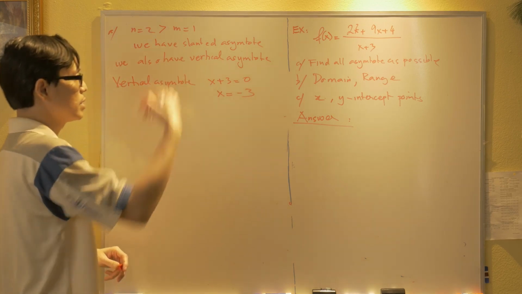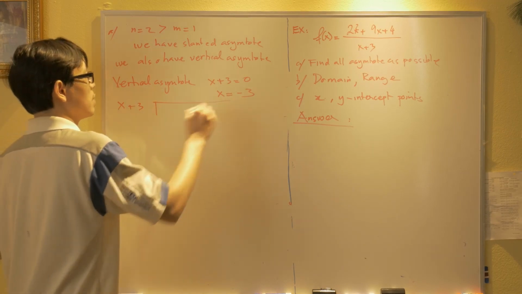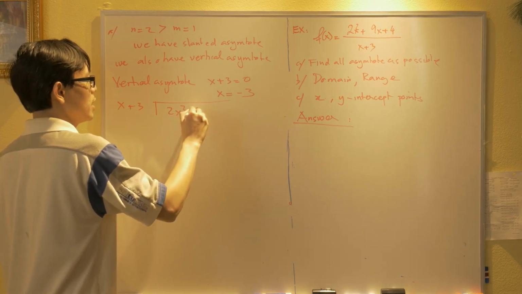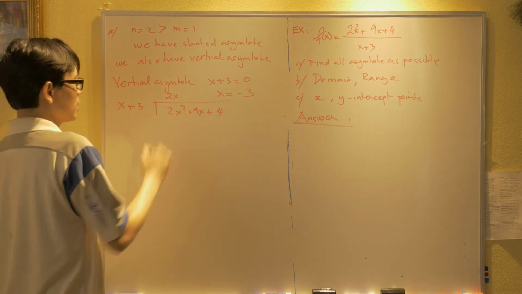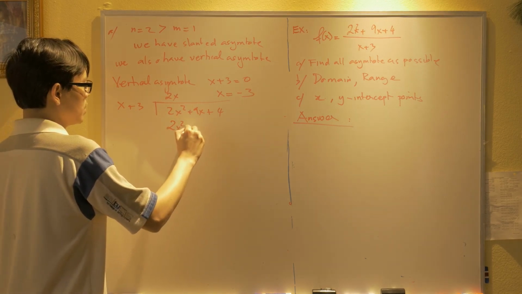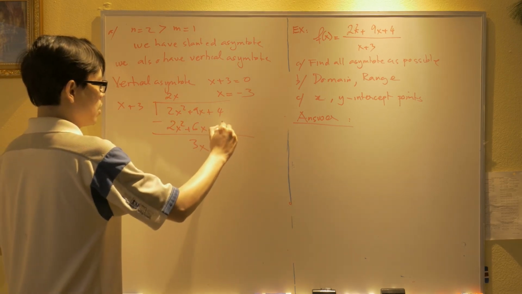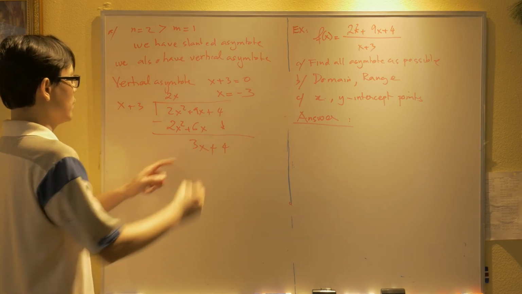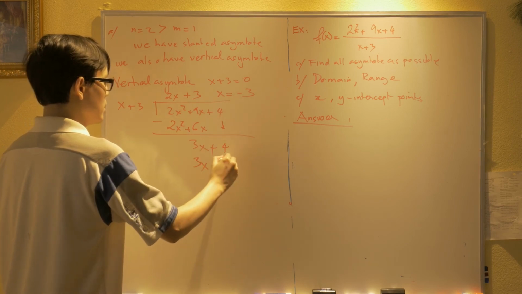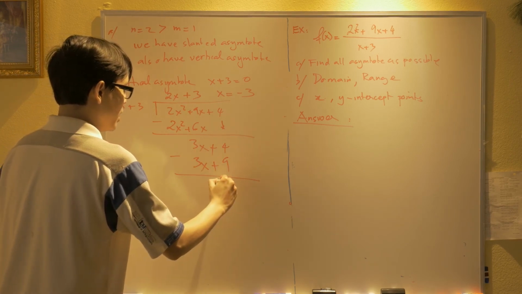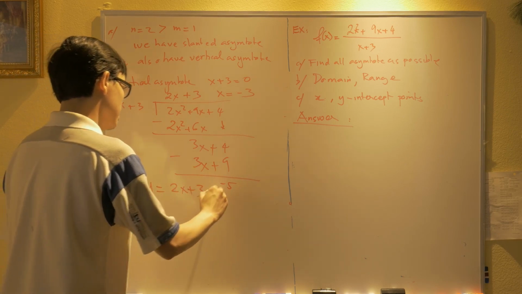For the slanted asymptote, because the top is bigger than the bottom, we have to do division. So x plus 3, set up the division, 2x squared plus 9x plus 4. x going into 2x gives you 2x squared plus 6x; subtract that, and you get 3x plus 4. x going into 3x gives 3x plus 9, since 3 times 3 is 9. Subtract that, and you get -5. So the slanted asymptote will be y equals 2x plus 3. So this is the slanted one.